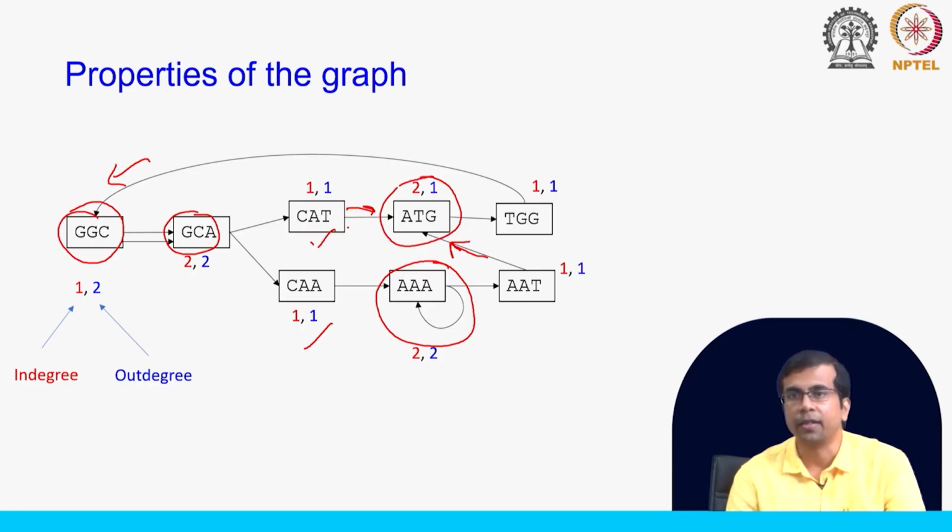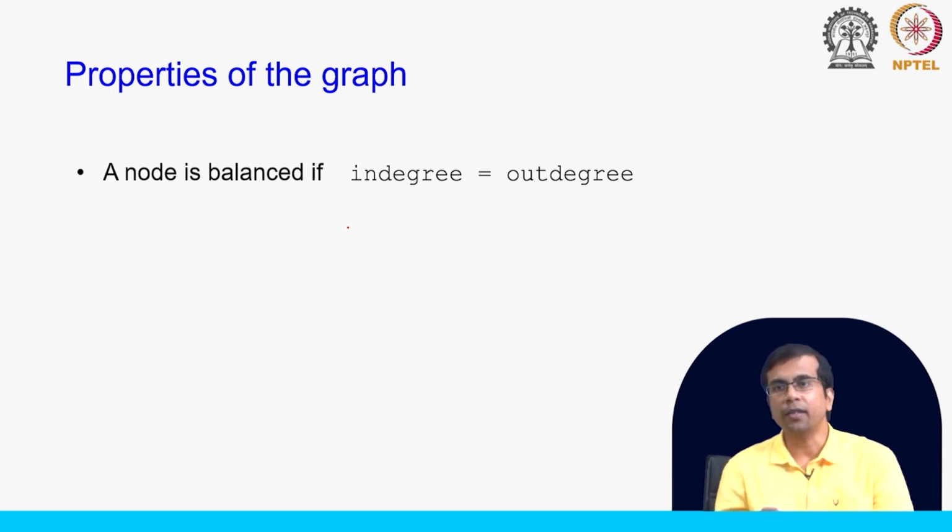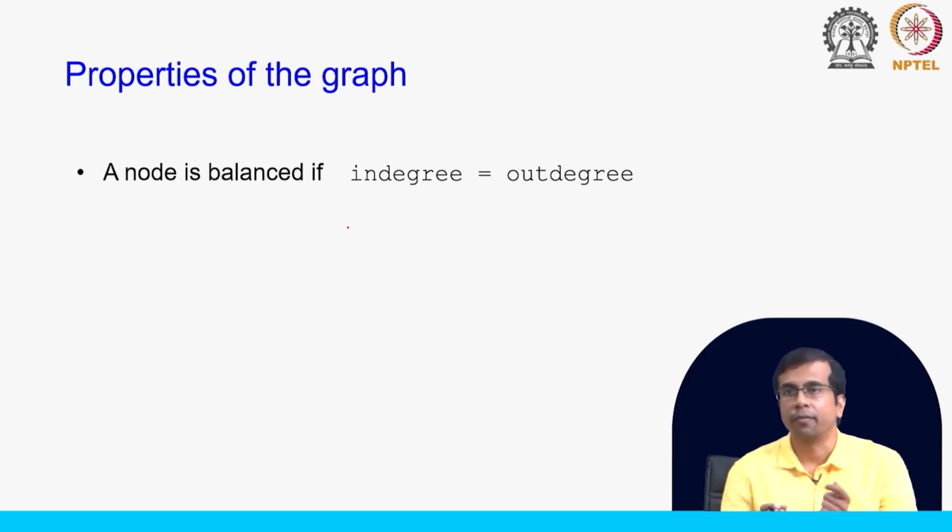Okay. So, why is it important? What are we going to do with these in degrees and out degrees? It turns out that we can define certain things that will tell us whether there is a path that we want. So, for that, with these in degrees and out degrees, if a node has equal value of in degree and out degree, that node is called balanced. So, we will call a node balanced if in degree equals out degree.